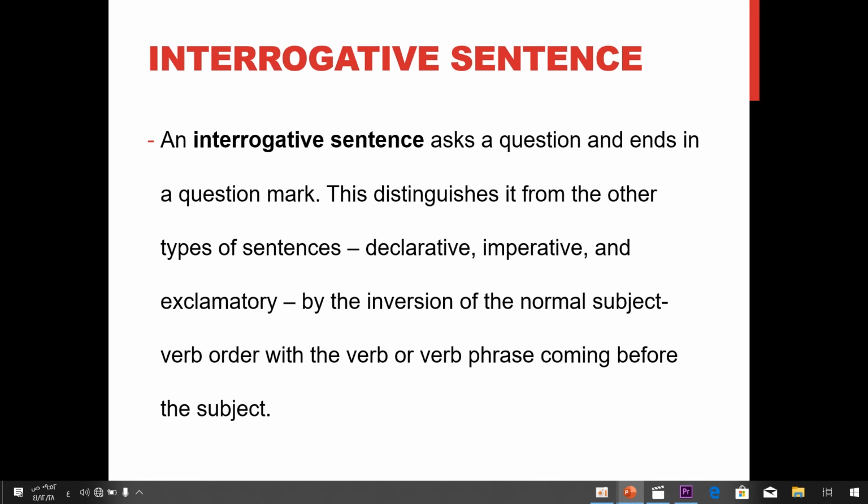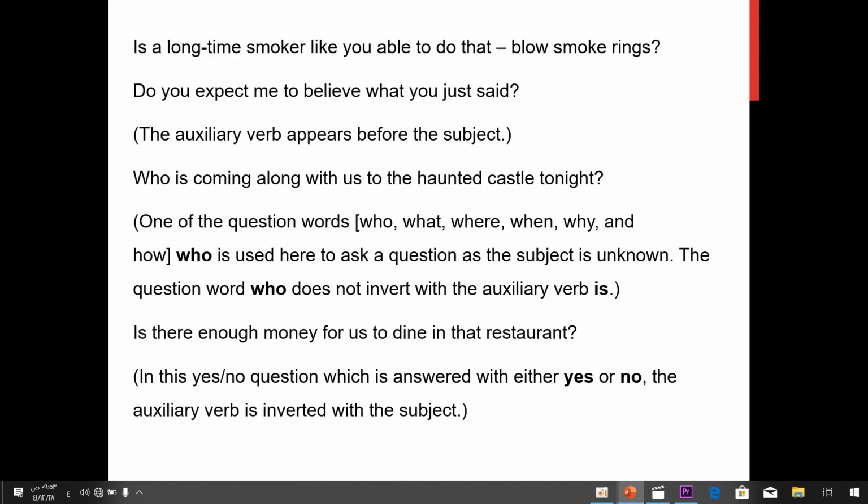The second type in terms of sentence function is the interrogative sentence. An interrogative sentence asks a question and ends in a question mark. This distinguishes it from other types of sentences, declarative, etc. Is a long time smoker like you able to do that? Blow smoke rings, and so on. So we have a question. So once again, that is asking a question.